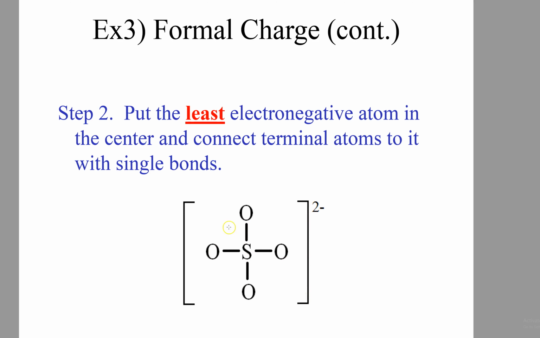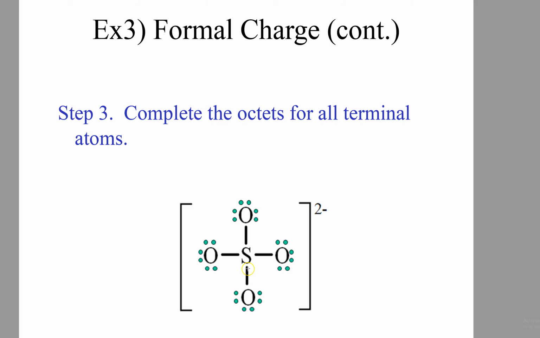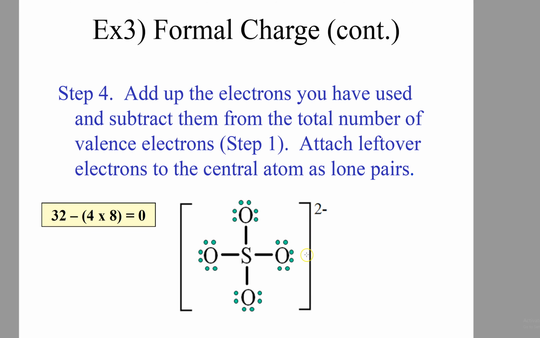And so now we count how many electrons we have. Now we complete the octets for all the terminal atoms. So 2, 4, 6, 8, 2, 4, 6, 8. 2- charge across. And what you do is you add up all the electrons you have used up and subtract the total electrons from the valence electrons and attach the leftover ones. So basically what we want to do is make sure that we have that 32. So minus 32, which gives us a 0.